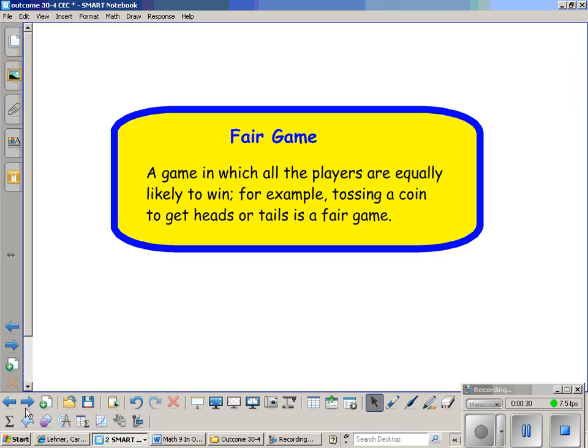A fair game is a game in which all the players are equally likely to win. For example, tossing a coin to get heads or tails is a fair game. Each of those has an equal chance of occurring.